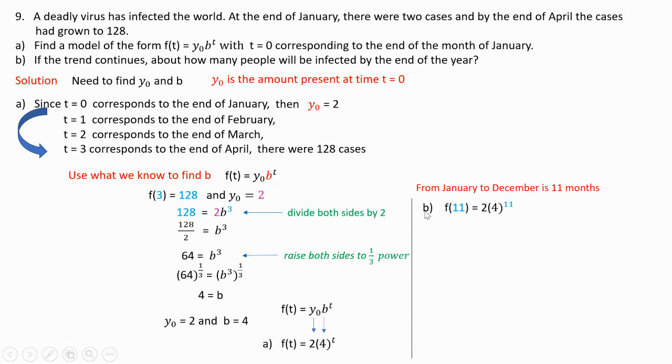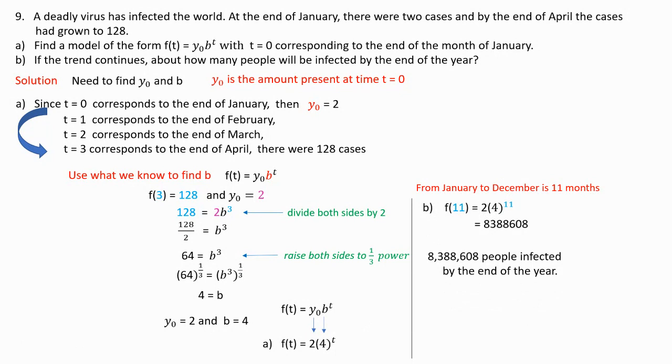So again, we need to find 11, right? Because from the end of January to the end of December is 11 months. So that's why we have to evaluate f of 11. We plug in 11 for t. So it's going to give us something like 8,388,608 people will be infected by the end of the year.